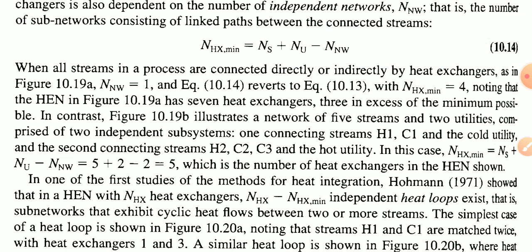Okay, and the two utilities comprise two independent subsystems, one connecting the hot stream H1 and a cold stream C1, and the second connecting streams H2, C2 and C3, and the hot utilities. In this case, NHX minimum is equal to NS plus NU minus NW. So, with all the values we have, it is equal to 5 plus 2 minus 2, which is equal to 5. This is the number of heat exchangers in the heat exchanger network shown.